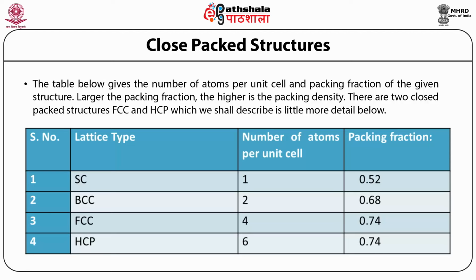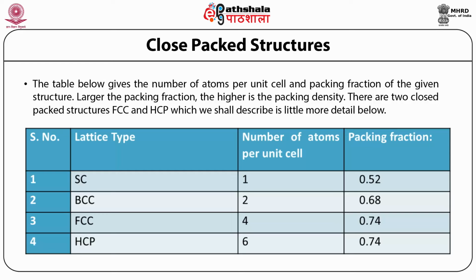So you can see the relation between the number of atoms per unit cell and its packing fraction. In simple cubic there is 1 atom in a given cell, and the packing fraction is 0.52. It means it's almost half empty. In BCC you have 2 atoms per unit cell, and the packing fraction increases. In FCC it is 4 atoms per unit cell and the packing fraction is 0.74. And in HCP, though the number of atoms per unit cell is 6, it has the same packing fraction.